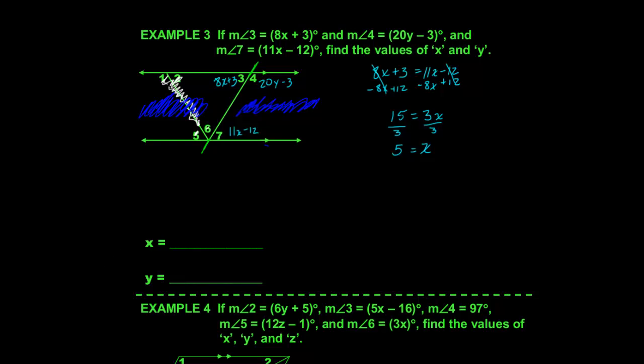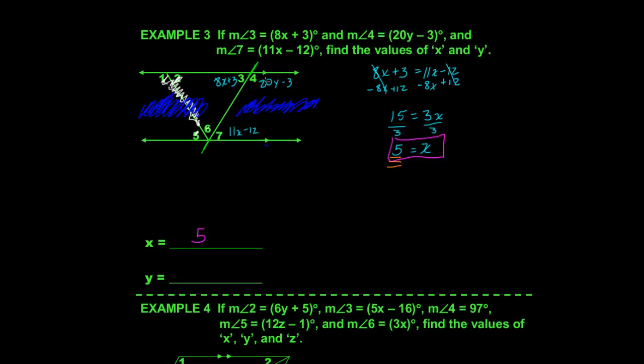So, there's one of my answers. X equals 5. I want to come over here and I'm going to put that in. X equals 5. Now that we know that information, we can take this 5 and plug it into either equation. Actually, we could plug it into 3 or 7, whichever one would be easiest for us to work with, because they're both going to be the same.